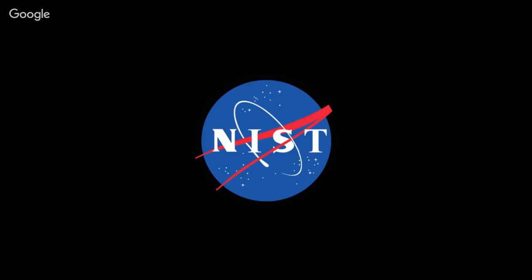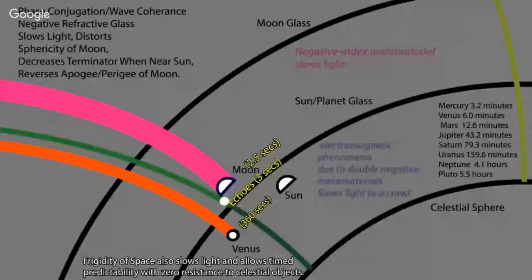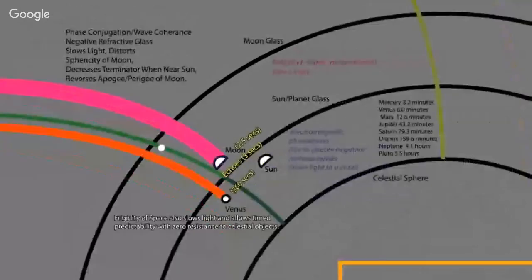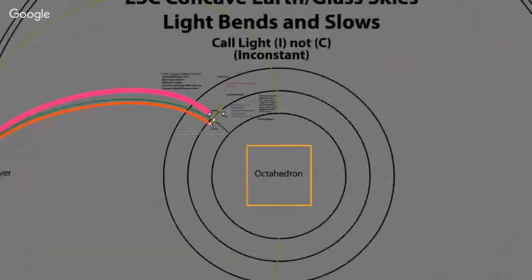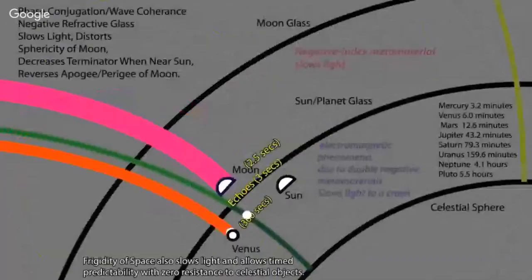So it also decreases the terminator when near the sun, and also it makes the moon look not quite spherical. If you really examine it closely, you'll find out that actually it appears to be a little bit flatter. And that's due to the actual negative refractive glass quality to it. It's actually changing its shape, changing the way how much light is actually reflected onto the moon, and also slowing down light. Definitely slowing down light. It has to do with some type of single negative metamaterial, or both, double negative metamaterial.